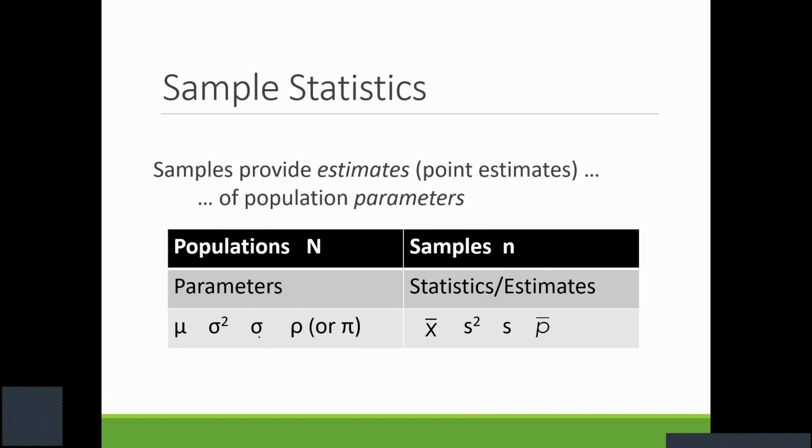Sigma squared and sigma are the population variance and standard deviation, and the sample variance and standard deviation are s squared and s. And now we're going to have a new one, rho. Some people use pi for this, but I find that confuses people. So we're going to use rho, the population proportion, and the corresponding sample statistic is usually denoted p with a bar on it. So x bar for the sample mean, p bar for the sample proportion.